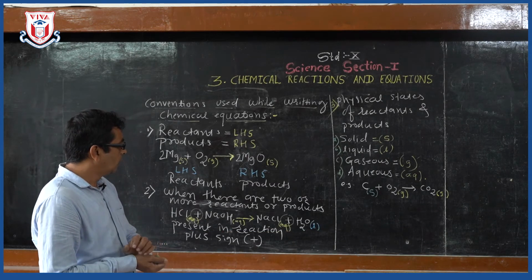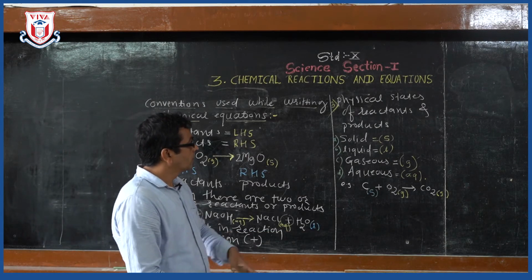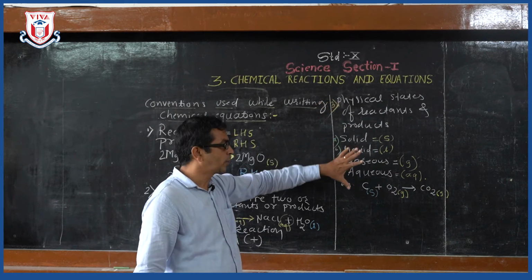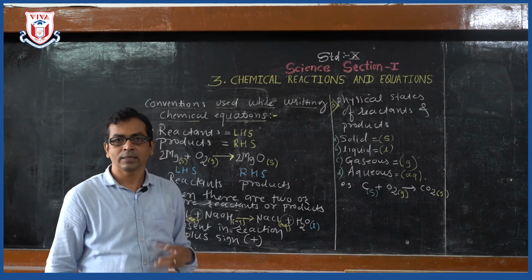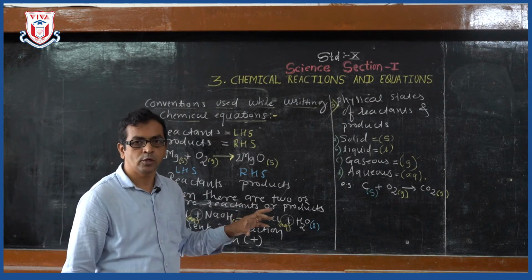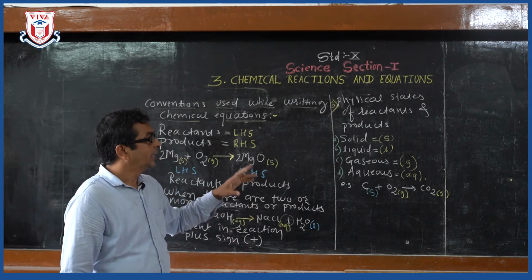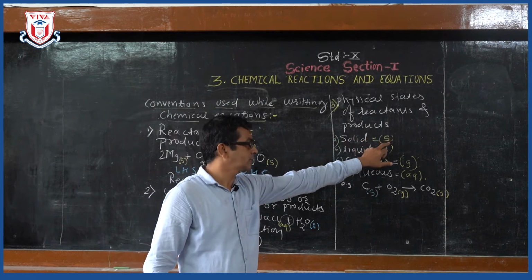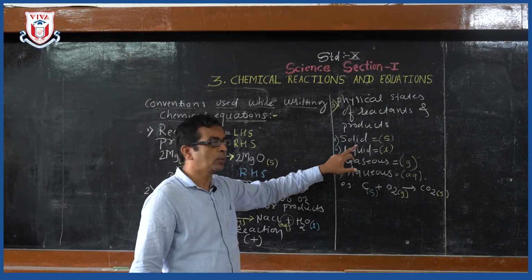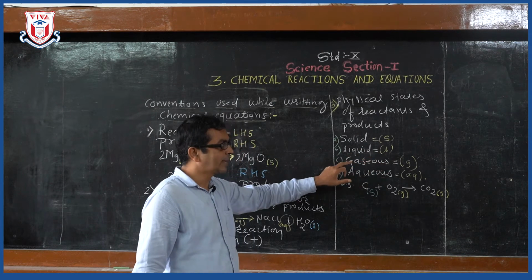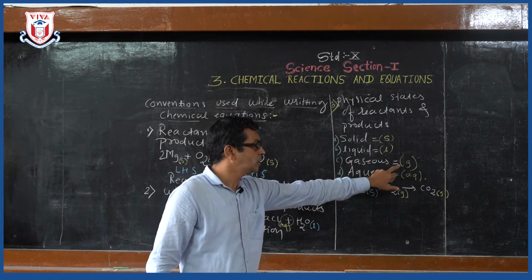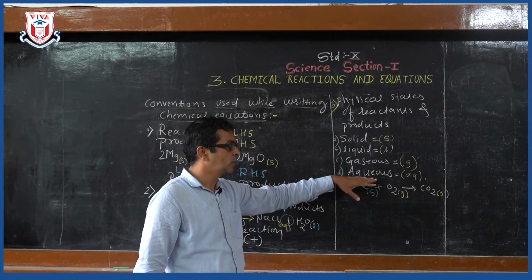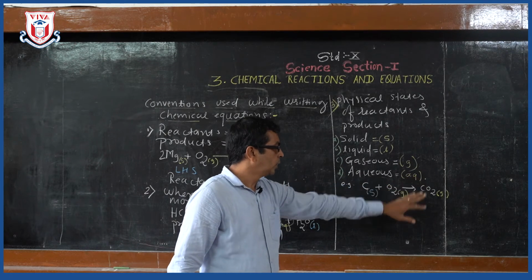So when you write any chemical reaction, you have to mention the physical state of the reactants or products. Means if it is a solid, then you have to write a small s. If it is a liquid, then you have to write a small l. If it is gaseous, then you have to write small g. If it is dissolved in water, anything dissolved in water, that is aqueous, so you write aq.